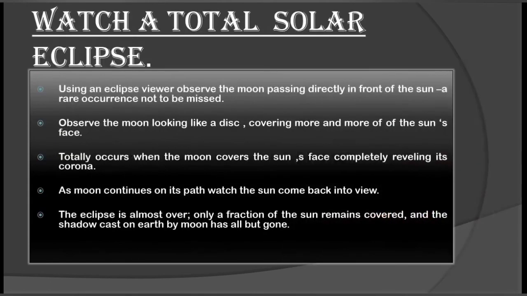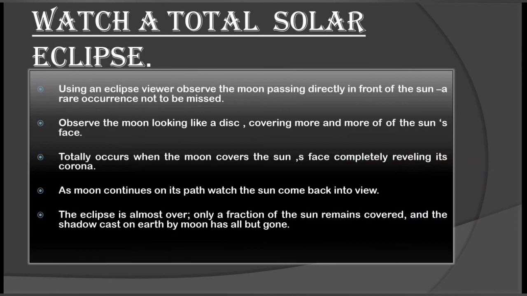Watch a total solar eclipse. During a solar eclipse, there are phases of the sun, which you will see in the next part. But before that, let's see. Using an eclipse viewer, observe the moon passing directly in front of the sun, a rare occurrence not to be missed. The first part is the moon passing directly in front of the sun. It will come as a half one.